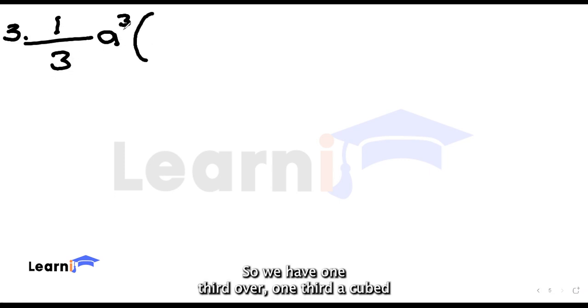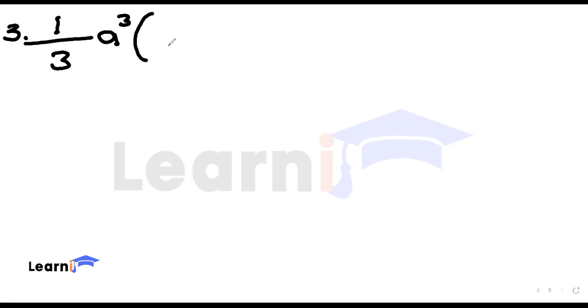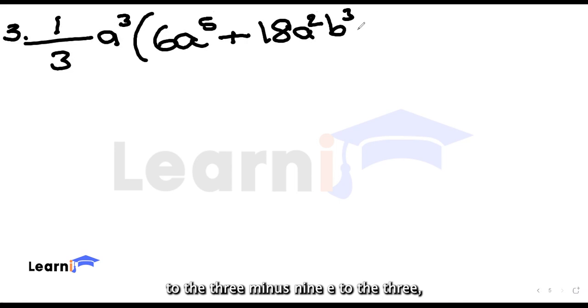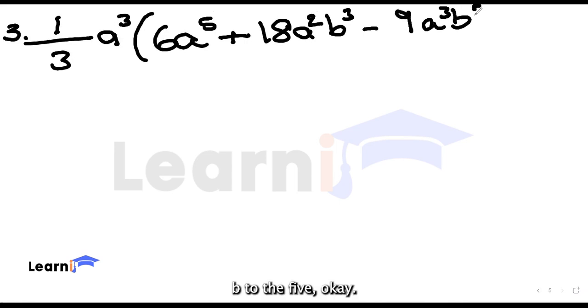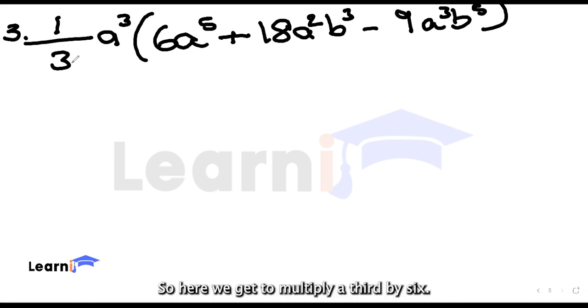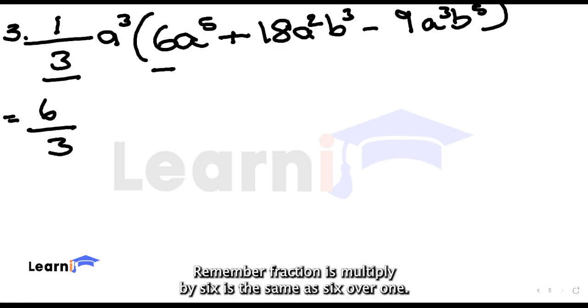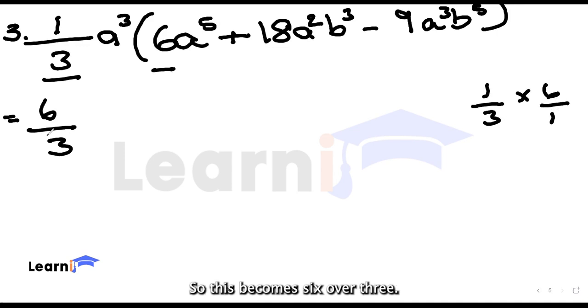So we have 1/3 a cubed multiplied into 6a to the 5 times 18a squared b to the 3 minus 9a to the 3 b to the 5. Okay. So here we're going to multiply 1/3 by 6, and that's going to leave us with 6 over 3, right? Remember, a fraction multiplied by 6 is the same as 6 over 1, so this becomes 6 over 3.